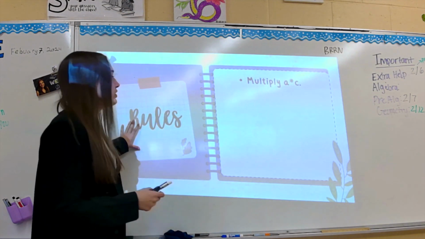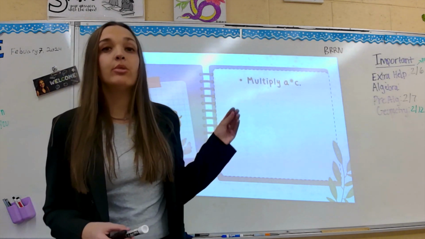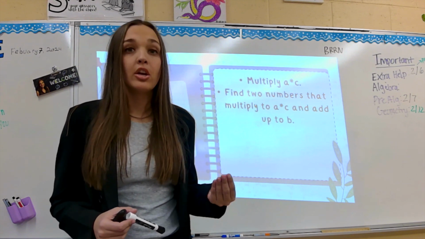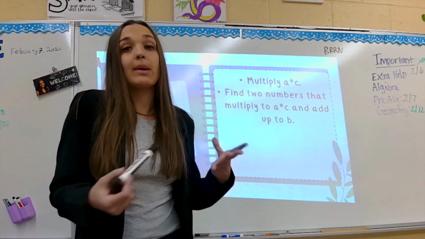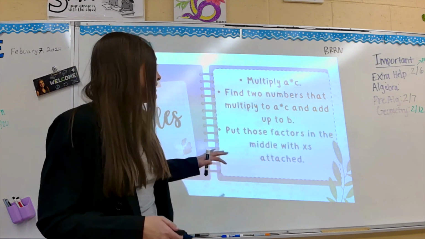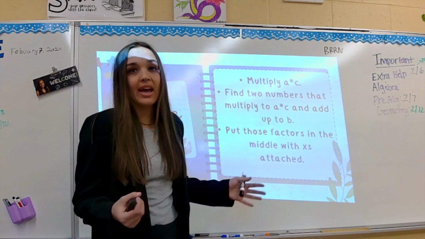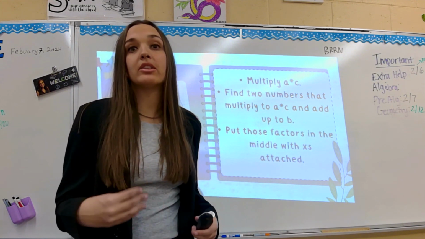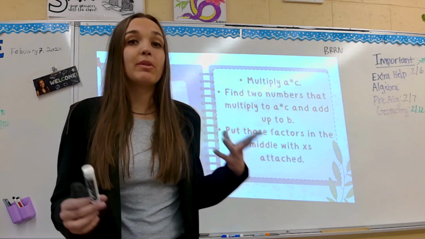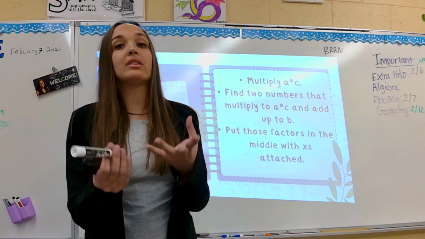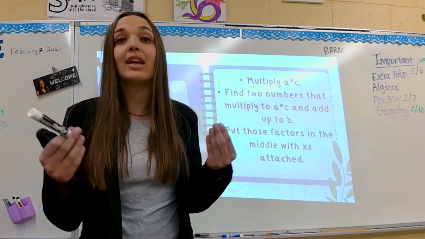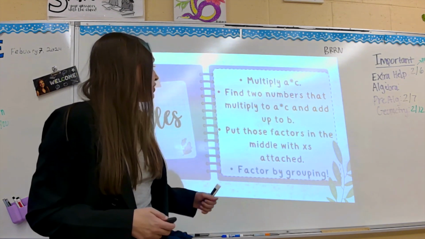Our rules to complete this: we're going to multiply our a value times our c value. Once we do that, we have to think what two factors will multiply to our a times our c and add to our b value. Once we find those two factors, we're going to plug them into the middle with our x's attached. So now it's going to be something like 2x squared plus 3x plus 4x plus 5, for example. Obviously, that's not accurate, but that would be an example. Instead of our b value, now we split it up into two different b values that add up to that b value. And then we're going to factor by grouping.